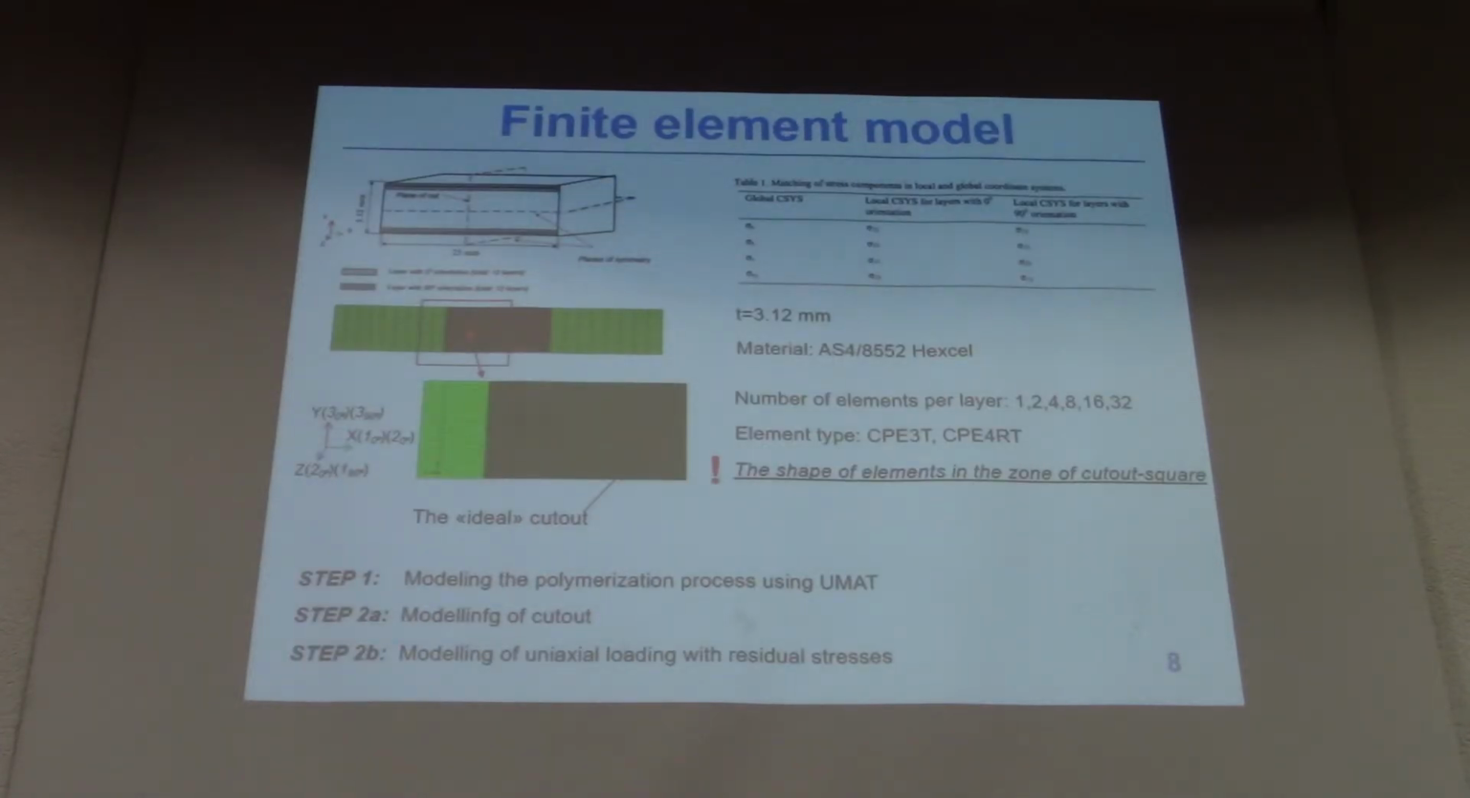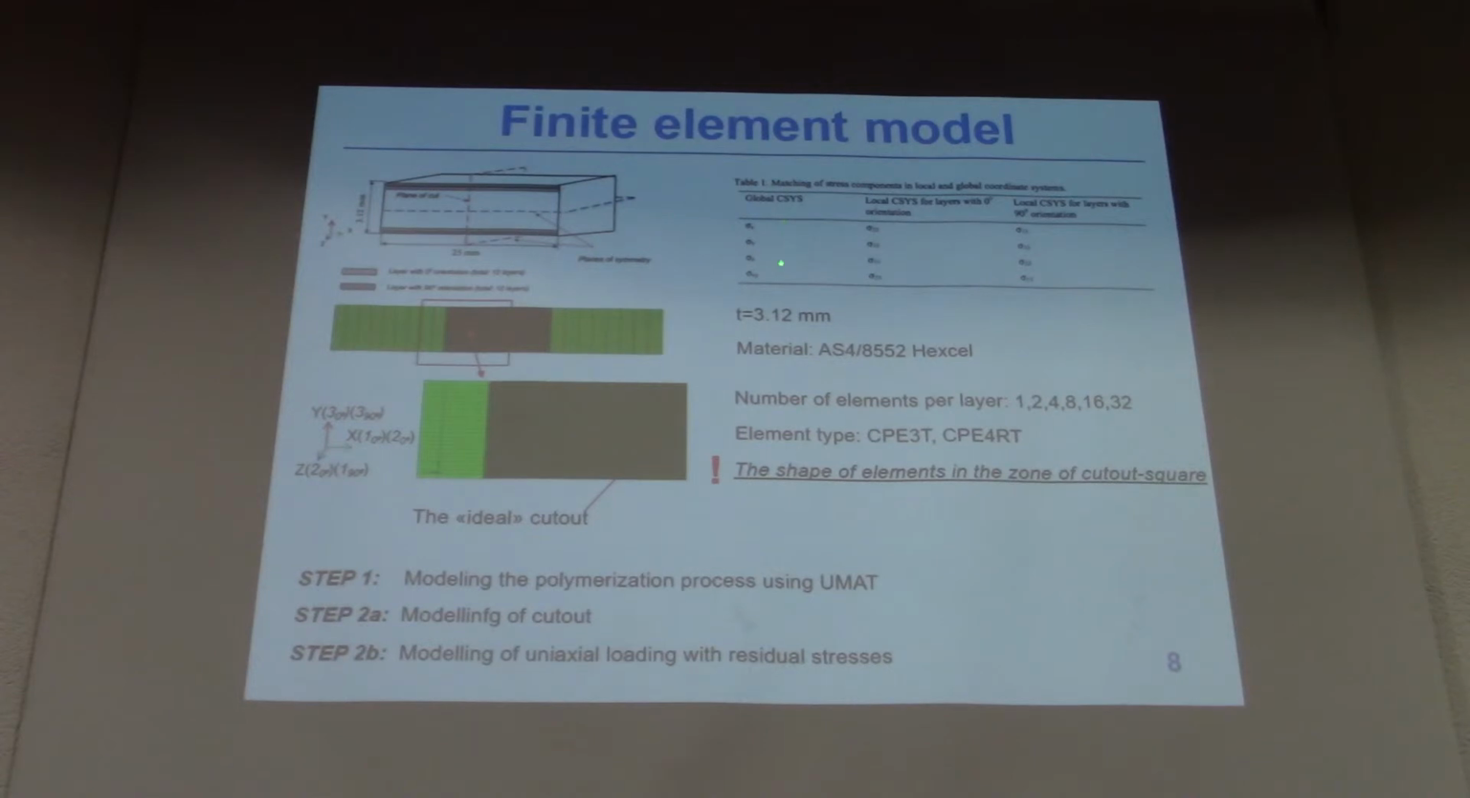So we created the mesh. We have a sparse mesh here, and in the zone of the cutout it's quite fine because otherwise we will not catch the effect. What's important, we use square elements near the notch. To simulate this in Abaqus, we decided to go from the global to a local coordinate system. Here you can see the global system of the sample, and this is the local one for layers of 0 and 90.